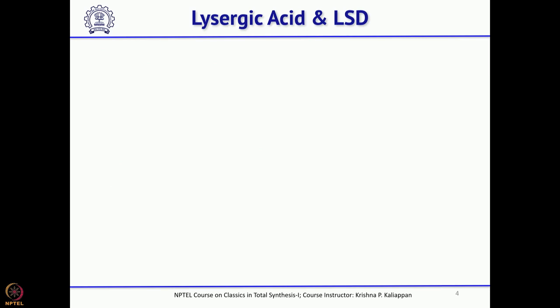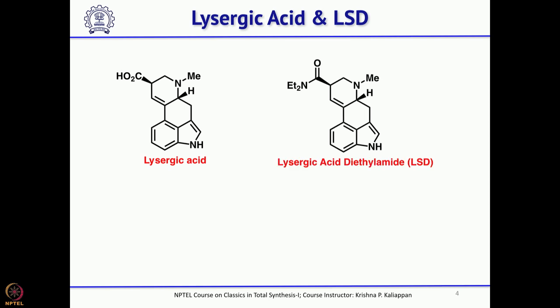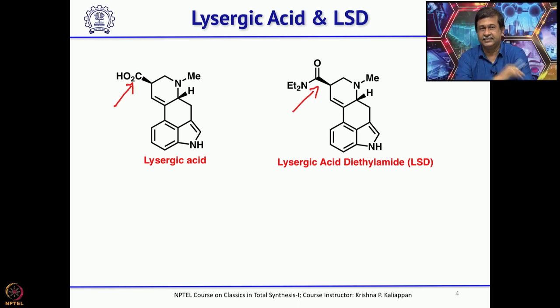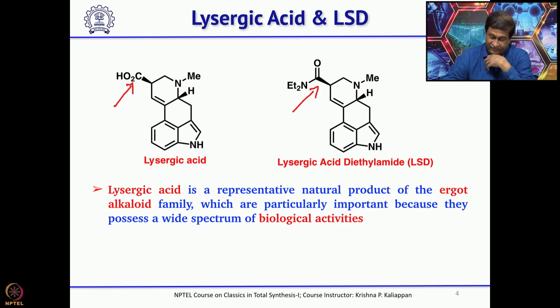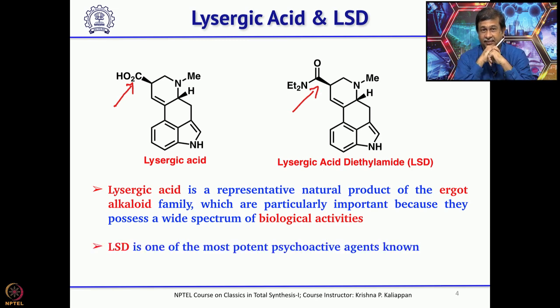The more important analog of lysergic acid, and the infamous one, is LSD. LSD is nothing but lysergic acid diethylamide. That is, this carboxylic acid is converted into the corresponding diethylamide. So, this small change from carboxylic acid to the diethylamide makes a huge difference. In fact, LSD is one of the most potent psychoactive agents known in the literature.